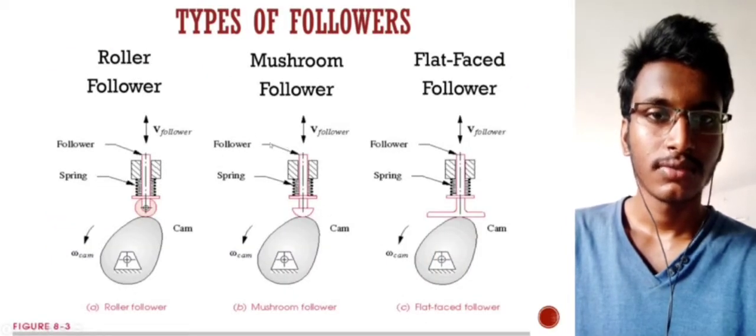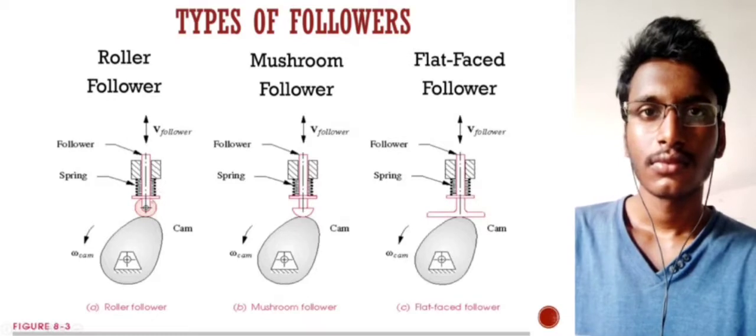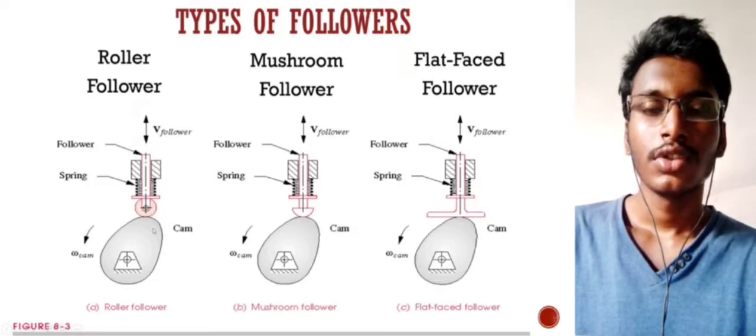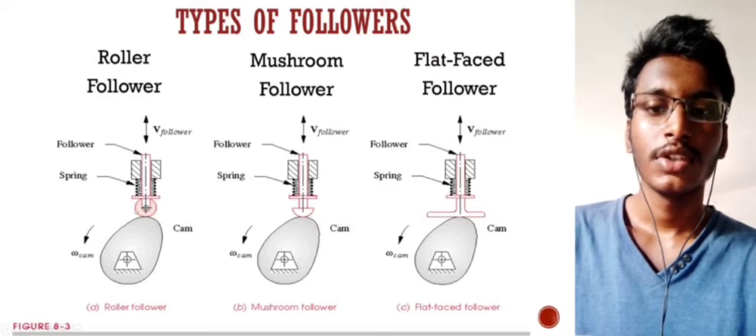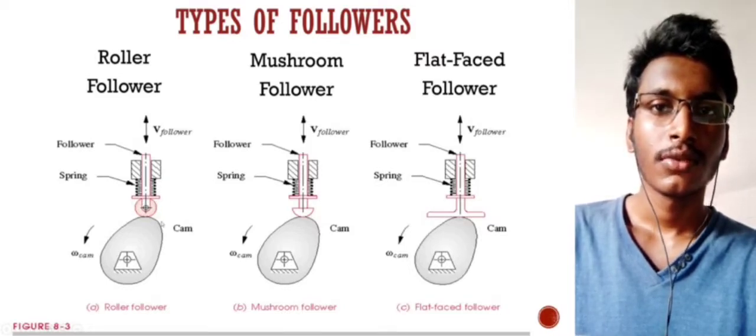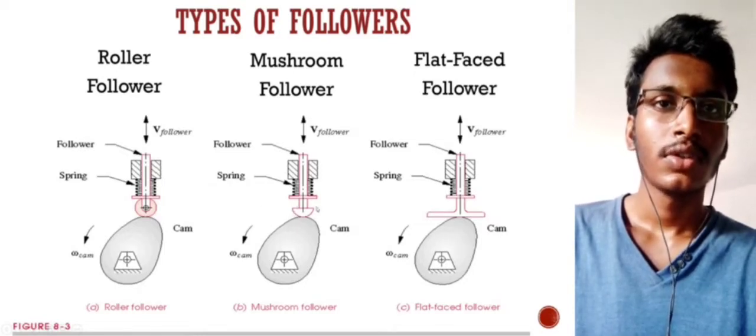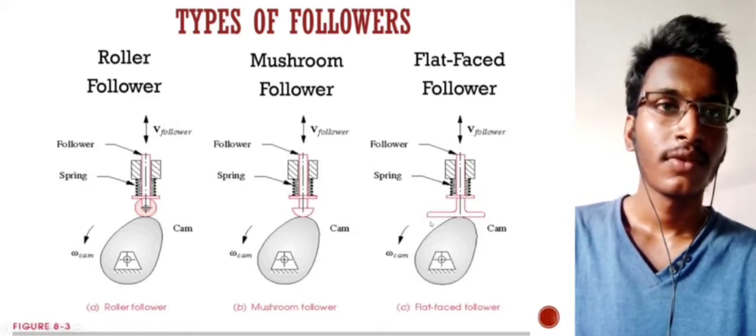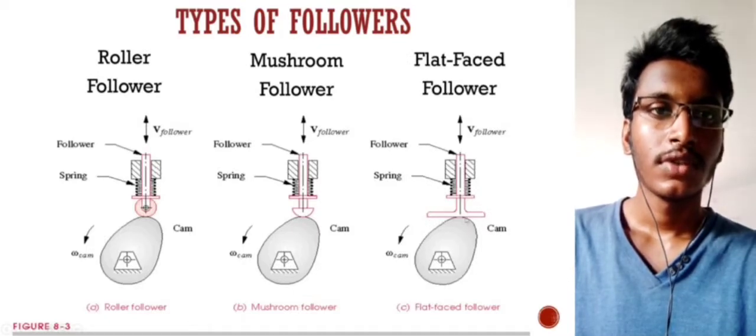The types of followers: roller followers. A roller follower is a follower in which the follower will be in a roller motion like this circular diagram. Next, the mushroom follower. It looks like a mushroom in shape and travels on the path of the cam. Next, the flat faced follower, in which the follower has a flat face that moves along the outer path of the cam.